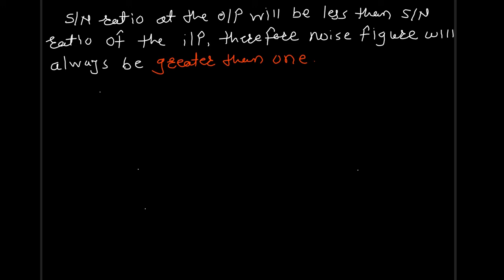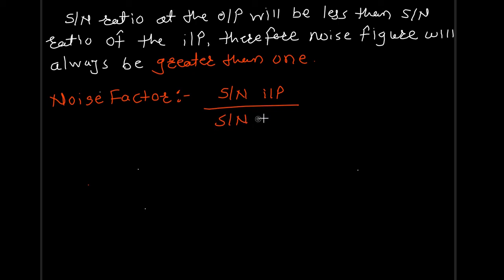So, may I repeat again, the noise factor can be derived simply by taking the signal to noise ratio at the input and dividing it by the signal to noise ratio at the output. That means S by N input divided by S by N output. As the signal to noise ratio at the output will always be worse, that is lower, this means that the noise factor is always greater than 1.